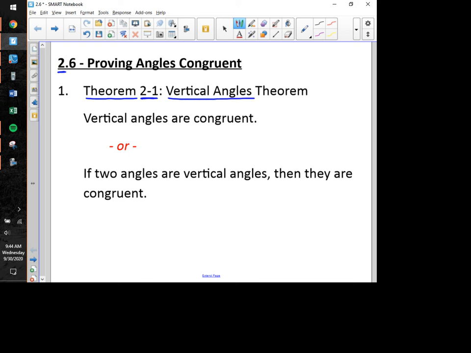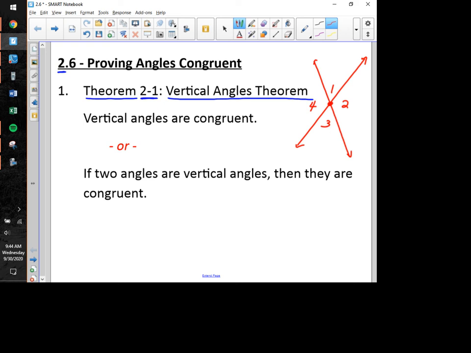This one is called the vertical angles theorem, and if you recall, we talked about what vertical angles were back in section 1.5, if I'm not mistaken. So vertical angles were two non-adjacent angles that were formed by intersecting lines. So I'm going to draw one line here, and then another line that crosses it. So we've got two lines crossing there with this one point of intersection right there. And what we said then is that when you intersect two lines, you are going to form four angles. And I'm just going to number them quickly, 1, 2, 3, and 4.